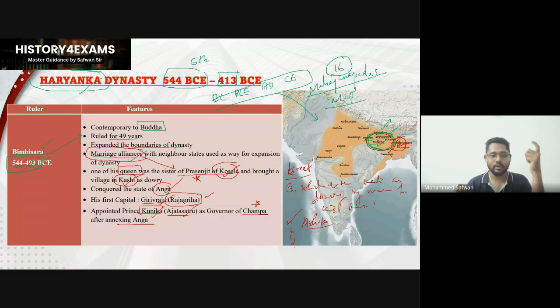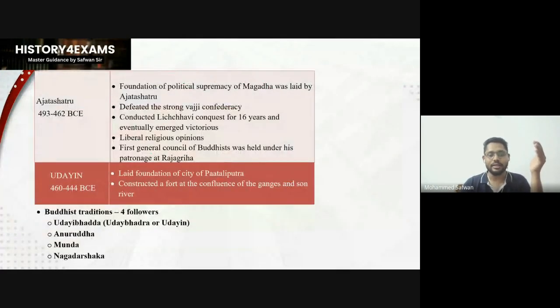Okay, fine. So, Bimbisara. Next, after Bimbisara comes his son Ajatashatru. According to Buddhist texts, it is believed that he came to the throne after his father. According to various sources, the political supremacy of Magadha was led by Ajatashatru, because he established strong governance there. He defeated the strong Vajji confederacy. He conducted a 16-year conquest of the Lichchhavi region and finally got that region.